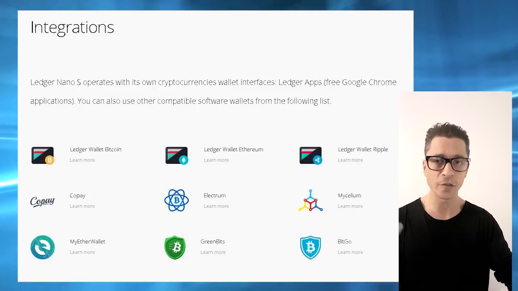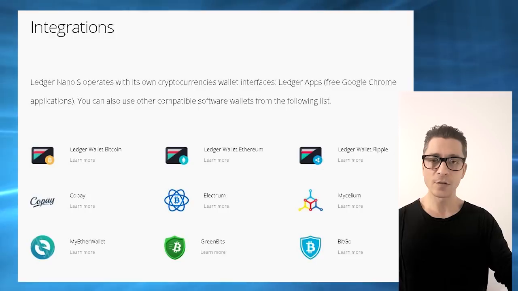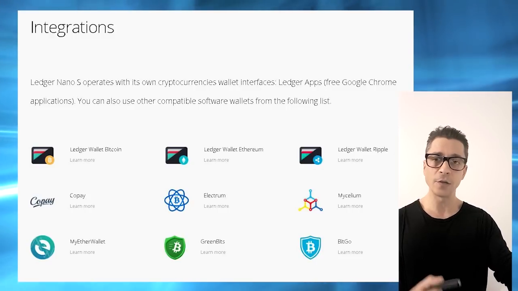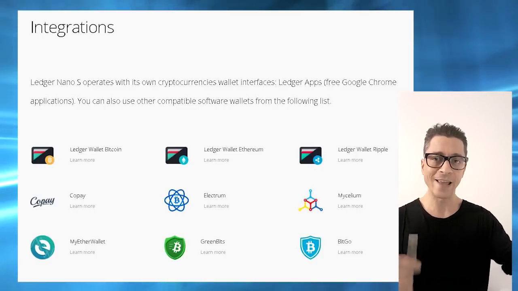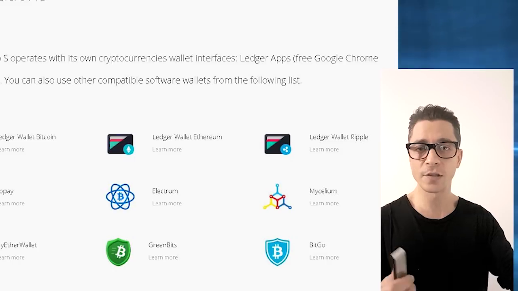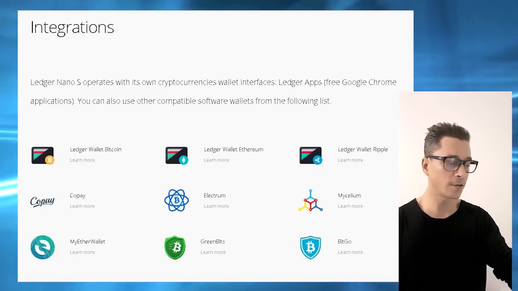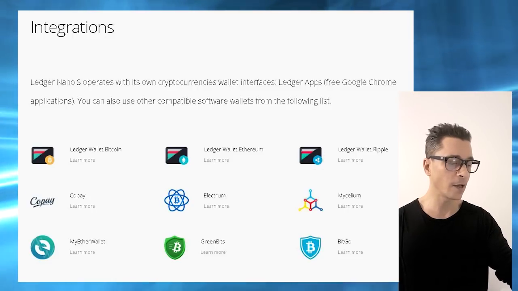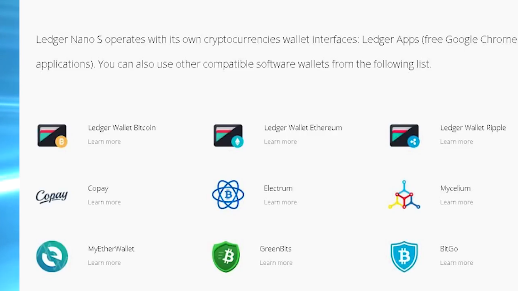For instance, if you have a lot of tokens on the Ethereum blockchain, the Ethereum tokens you can store on MyEtherWallet, and you will be synchronizing it with your Ledger. So you would still have that extra step of security for accessing your tokens on the Ethereum blockchain. And also you can synchronize it with some other third-party applications like Mycelium, Electrum, Greenbits, Copay, and BitGo as well.